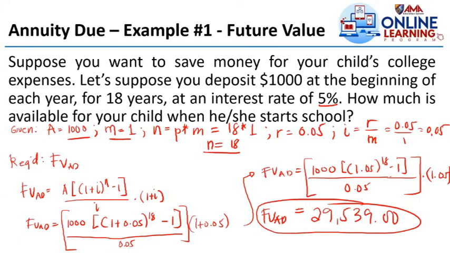So what you deposit, obviously, is A, $1,000. Our M relates to the interest rate: he pays every year, so the interest rate is compounded yearly. So our M is 1. Then our N would be P times M. The number of years he deposits $1,000 is 18 years. So 18 times 1 is 18.